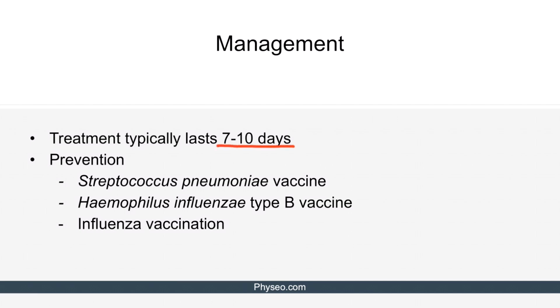One positive characteristic of pediatric pneumonia is that many pathogens can be prevented with vaccination. There are vaccinations available against Strep pneumoniae, Haemophilus influenzae type B, and influenza.